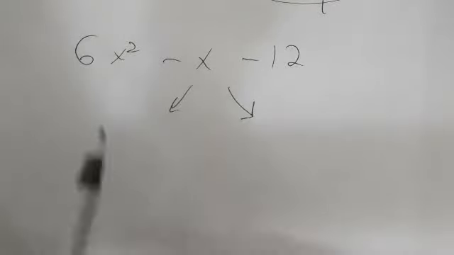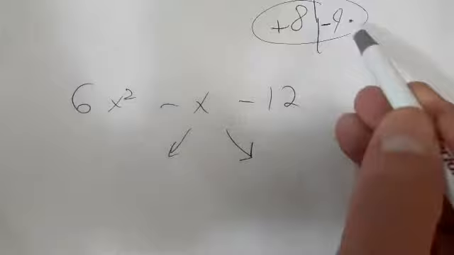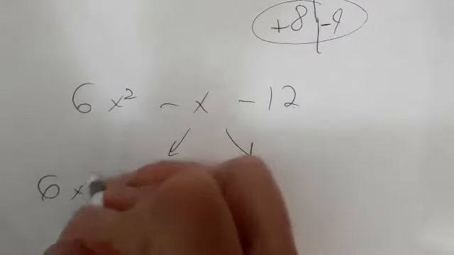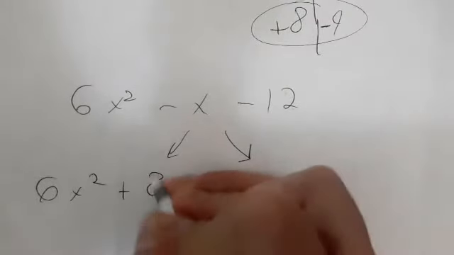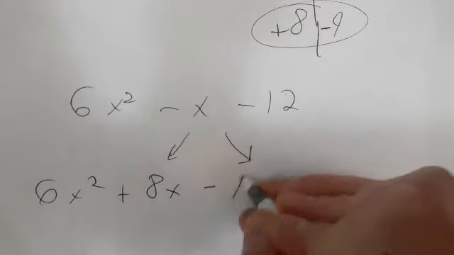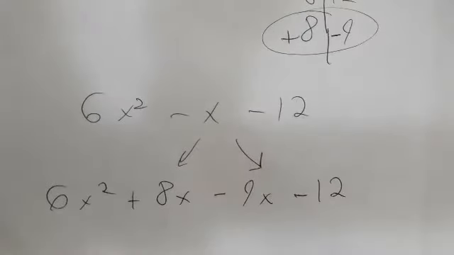Okay, so remember what we're doing here is we're taking this middle term and splitting it apart into these two things. So we have a 6x squared, we have a plus 8x, we have a minus 9x, and we have a minus 12.